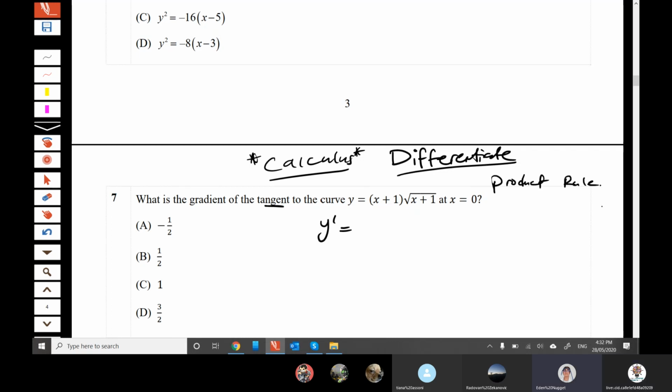Product rule. Why is it a product rule? Because you just said it, there's two x's that are multiplied, uv. So y dash equals u dash v plus v dash u. U dash is what? What's the derivative of the first bracket?